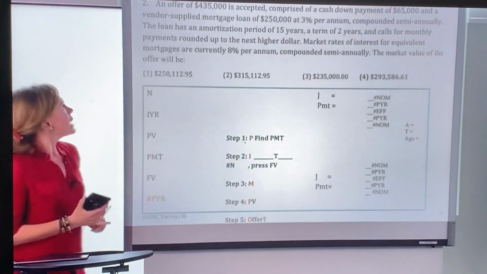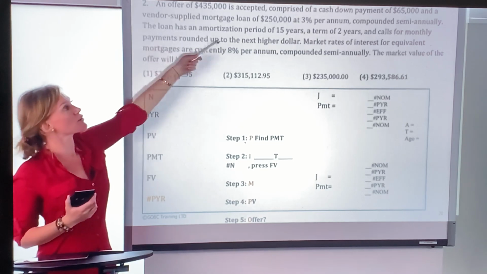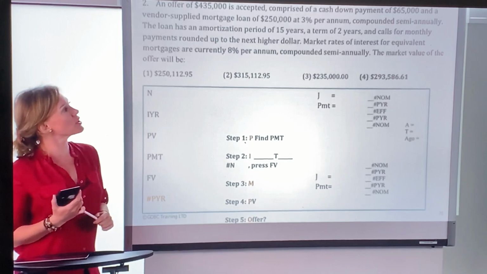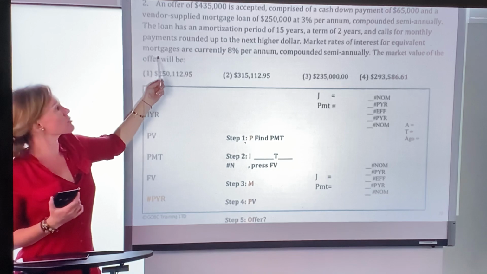Let's do question number 2. An offer of 235,000 is accepted. It's made out of the cash down payment of 65,000 and the vendor supply mortgage of 250. The vendor gives 3% per annum compounded semi-annually, and the loan has an amortization of 15 years, term of 2 years, and monthly payments rounded up to the next higher dollar. Market rates of the equivalent mortgage rates of the banks is 8%.